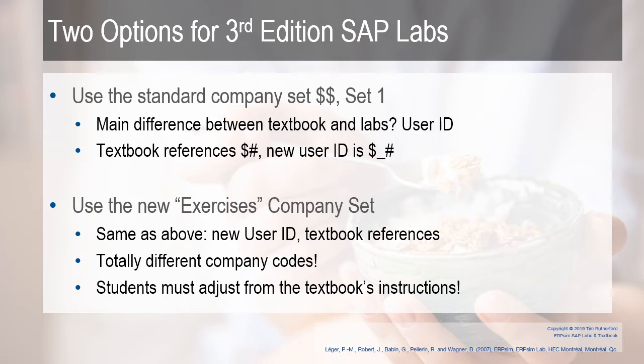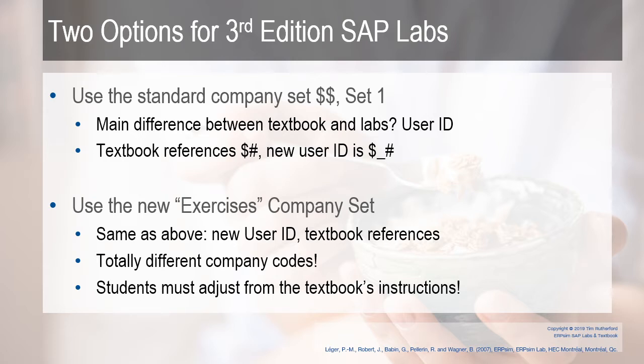The main difference between the textbook and the labs, using this company set here, this set 1, is the user ID. The user ID has changed. The textbook references that the user ID is $, so it's a letter and a number. This is that letter twice. I'll actually show you this in a moment, but just so you know, the new user ID is $_pound if you're using the standard company set, so the actual letters.